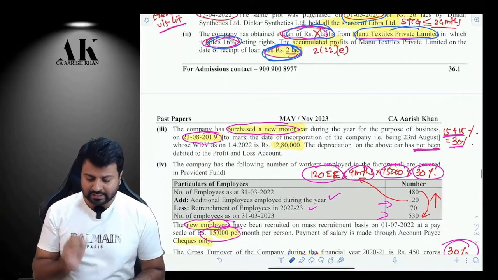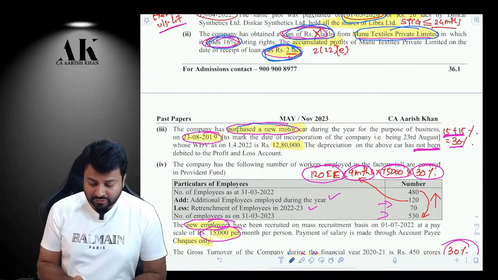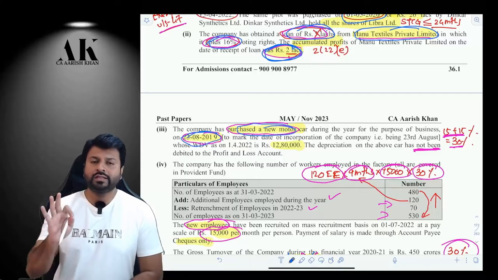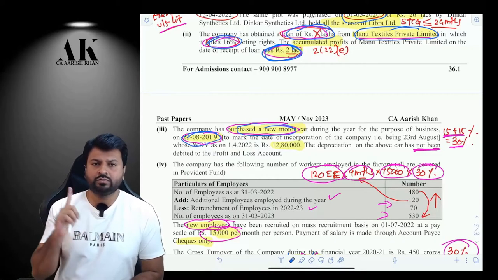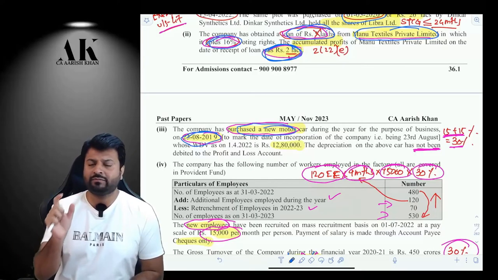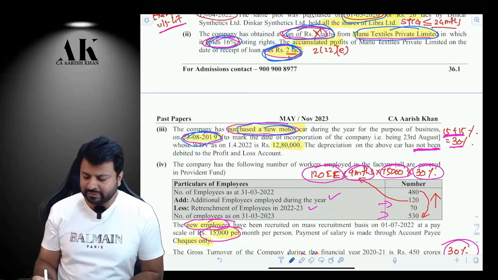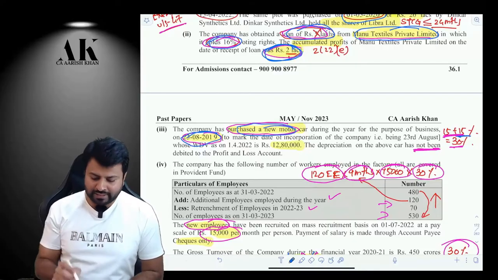Okay. Next is a very important adjustment. Once again, the company has purchased a new motor car. See the date. Focus on the date. On 23rd of August 2019. So if anybody has purchased a motor car between 23rd of August 2019 to 31st March 2020 and put the vehicle to use in that period, then that person is eligible for 15% extra depreciation. So you'll be eligible for 15% extra.